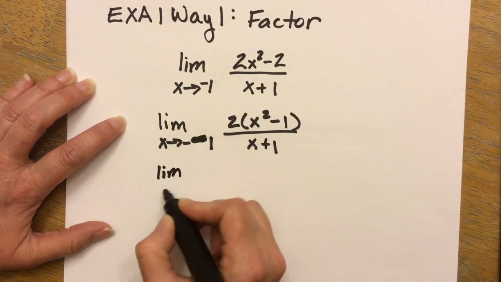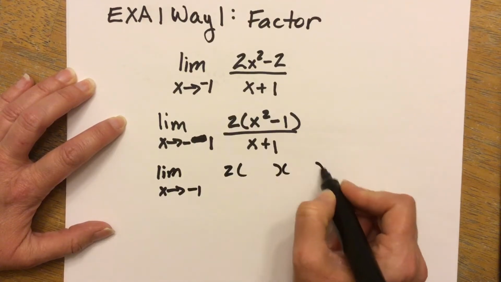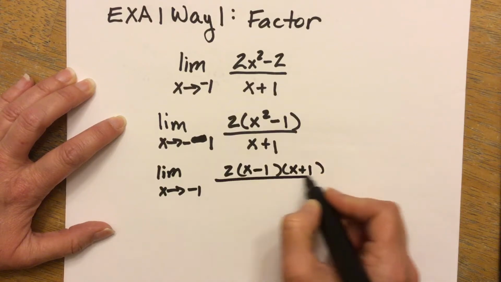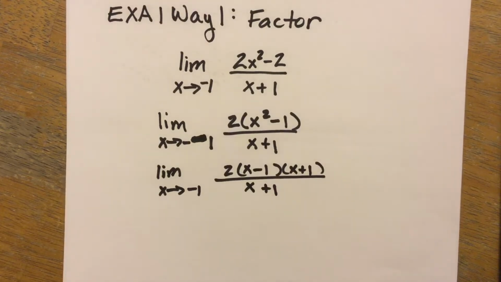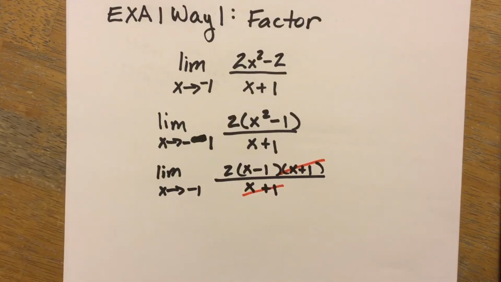If we continue factoring the top, we're going to have a difference of squares that helps us factor into x minus 1, x plus 1. We have x plus 1 on the bottom, and the nice thing is that we now have a factor on the top that matches a factor on the bottom, and we can simplify what we have.